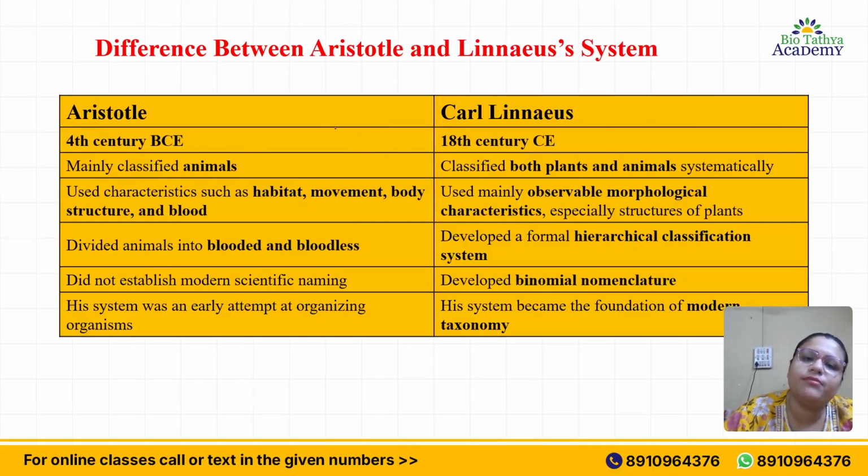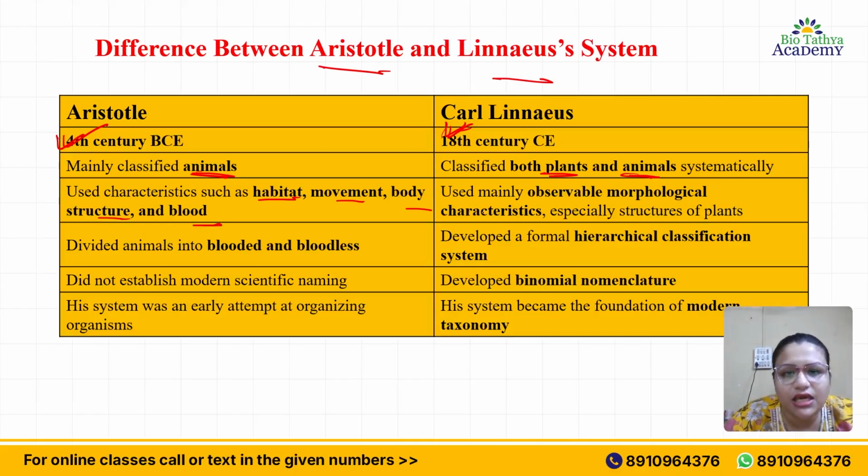Now you will ask me, ma'am, what's the difference between Aristotle's and Linnaeus's system? Both divided organisms into plants and animals. Aristotle's was in the 4th century BC, Linnaeus's in the 18th century. Aristotle mainly classified animals, while Linnaeus classified both plants and animals. Aristotle used characteristics such as habitat, movement, body structure, blood, mainly observable morphological characteristics, especially the structure of plants. He divided animals into blooded and bloodless. We will come into this.